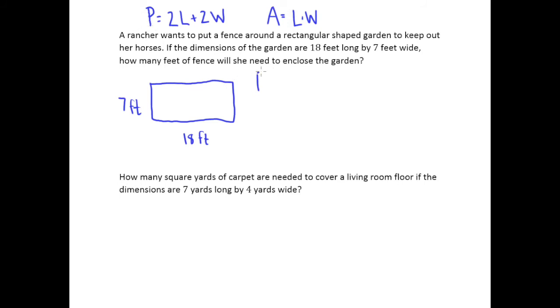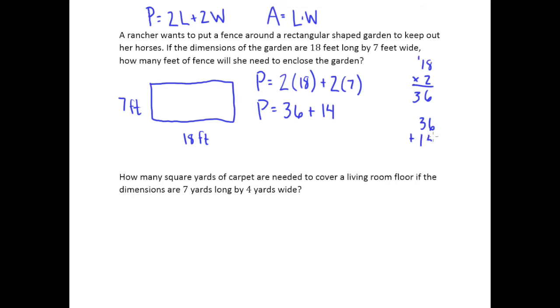So we know that in this case we should be using that perimeter formula, 2 times the length, which is 18, plus 2 times the width, which is 7. So 18 times 2 is going to give me 36, so we'll have 36 there. 2 times 7 is 14, and then I can of course add 36 and 14 to give me 50 feet of fence.